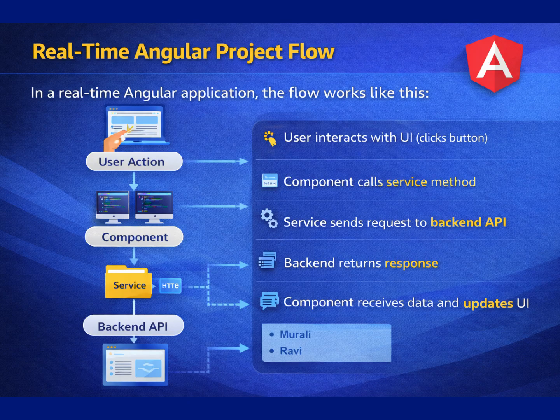Real-time Angular project flow. In a real-time Angular application, the flow works like this: user action, component, service, backend API, service, component, user interface. Explanation: user interacts with UI, clicks button, component calls service method, service sends request to backend API, backend returns response, component receives data and updates UI.